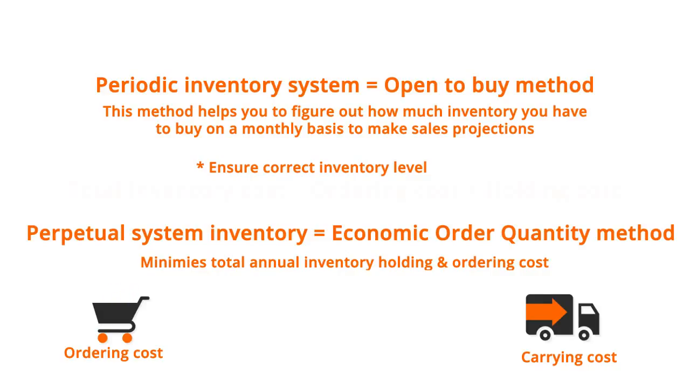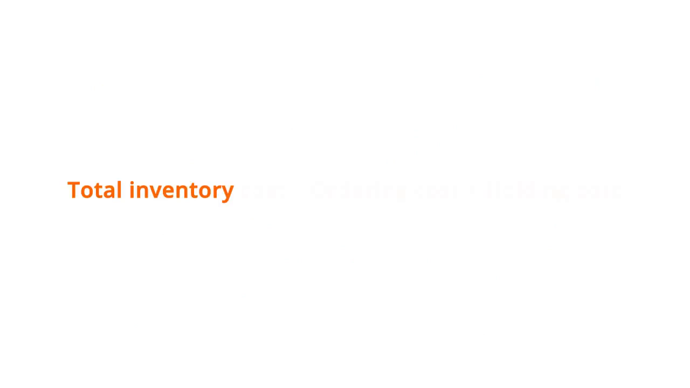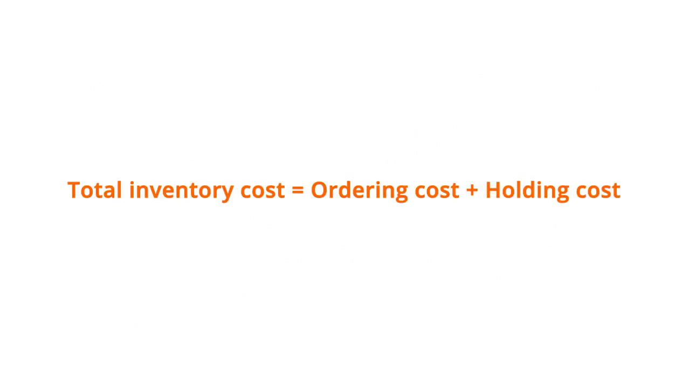Ordering costs and carrying costs are quite opposite to each other. If we need to minimize carrying costs, we have to place small orders, which increases the ordering cost. If we want to minimize our ordering costs, we have to place few orders in a year, and this requires placing large orders, which in turn increases the total carrying costs for the period. We need to minimize the total inventory cost, and the economic order quantity model helps us to do that. Total inventory cost equals ordering costs plus holding costs.